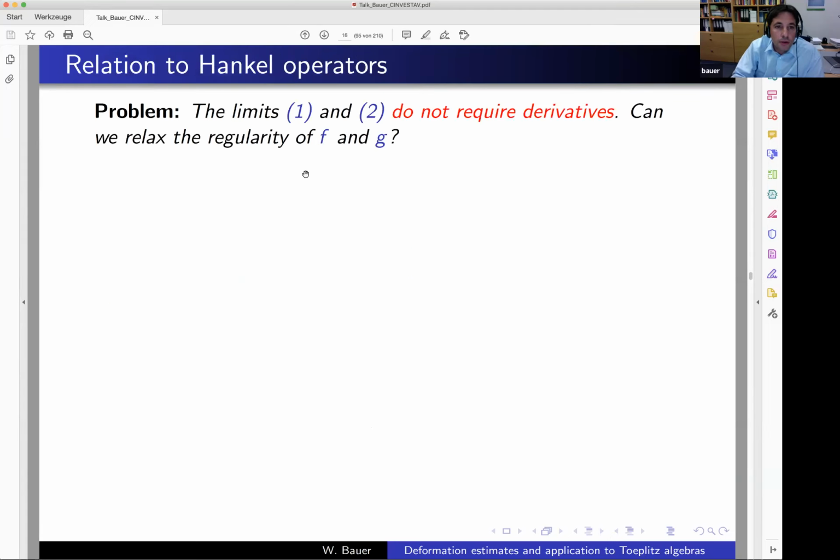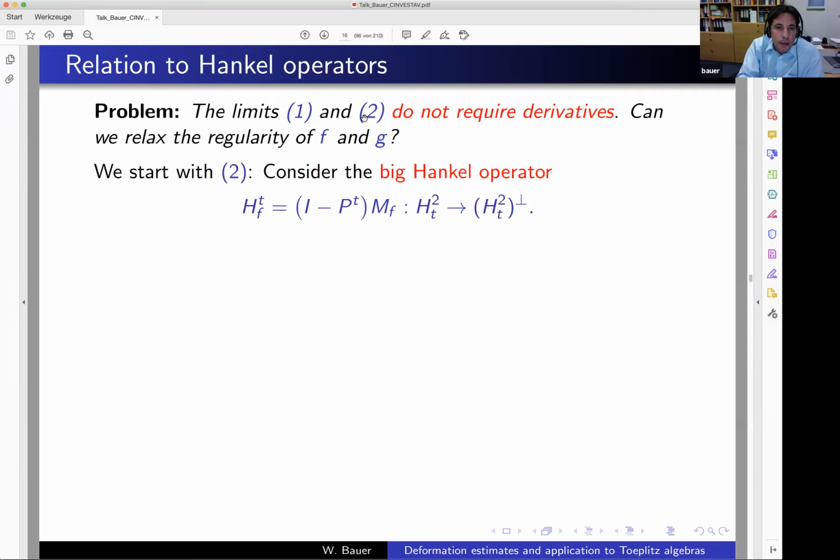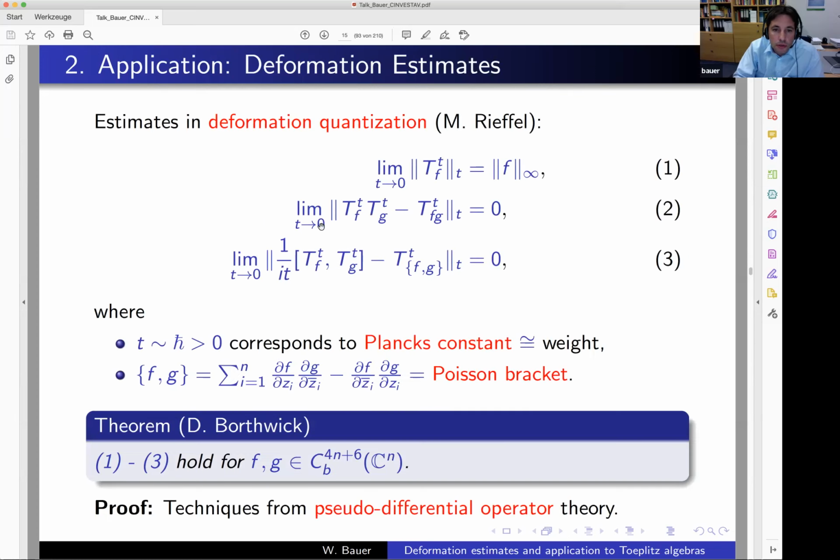And now the question is, I want to look at the limits 1 and 2, so the Toeplitz operator itself and the semi-commutator. What can we say? So how much regularity really do we need for the symbols f and g? And to answer this question, I first want to consider 2. So let me go back here. 2 was this limit of the semi-commutator. This is what we will need later on in our applications.